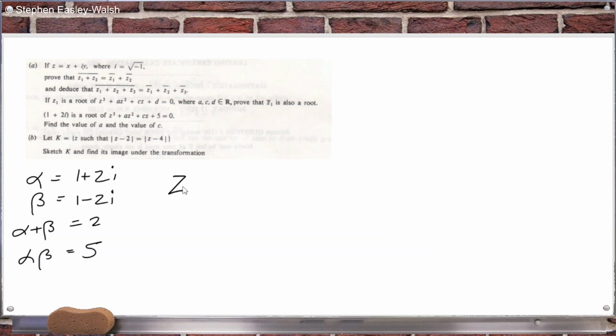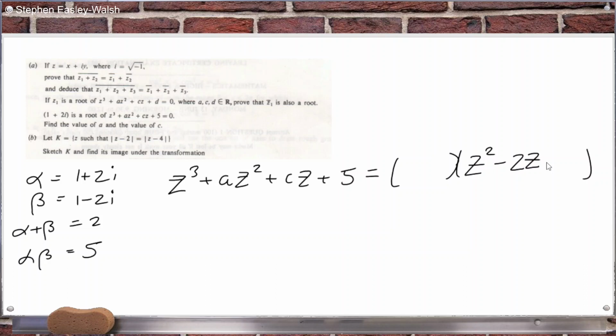you can say z cubed plus az squared plus cz plus 5. That's going to have a quadratic here. It's going to have z squared minus 2z plus 5. The plus 5 is good here because the cubic ends with a plus 5. I know that this guy has to be a plus 1. And the cubic starts with a z cubed, so I know that it has to start here with a z. So just multiplying this out would have me done.